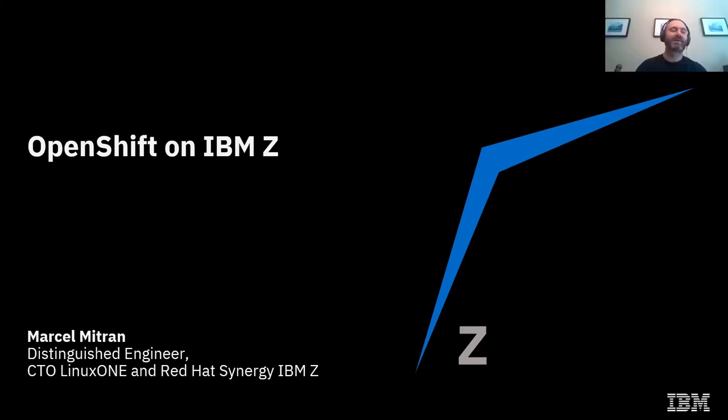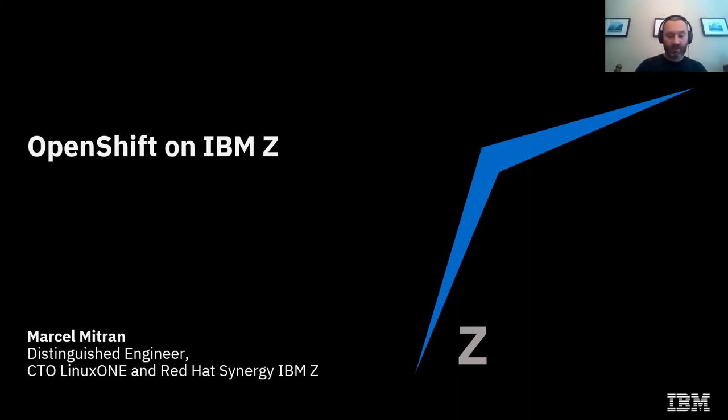Thank you so much. All right, so as mentioned, my name is Marcel Mitran. I'm an IBM Distinguished Engineer. I'm the CTO for the Linux One servers and environment. So Linux on Z, and the broader Z ecosystem is very much part of my DNA. And as part of that, I'm also the CTO for Red Hat Synergy for IBM Z. So I work hand in hand with the Red Hat team to bring their portfolio and integrate it with the broader Z platform. So Linux, but also z/OS and everything else on Z.